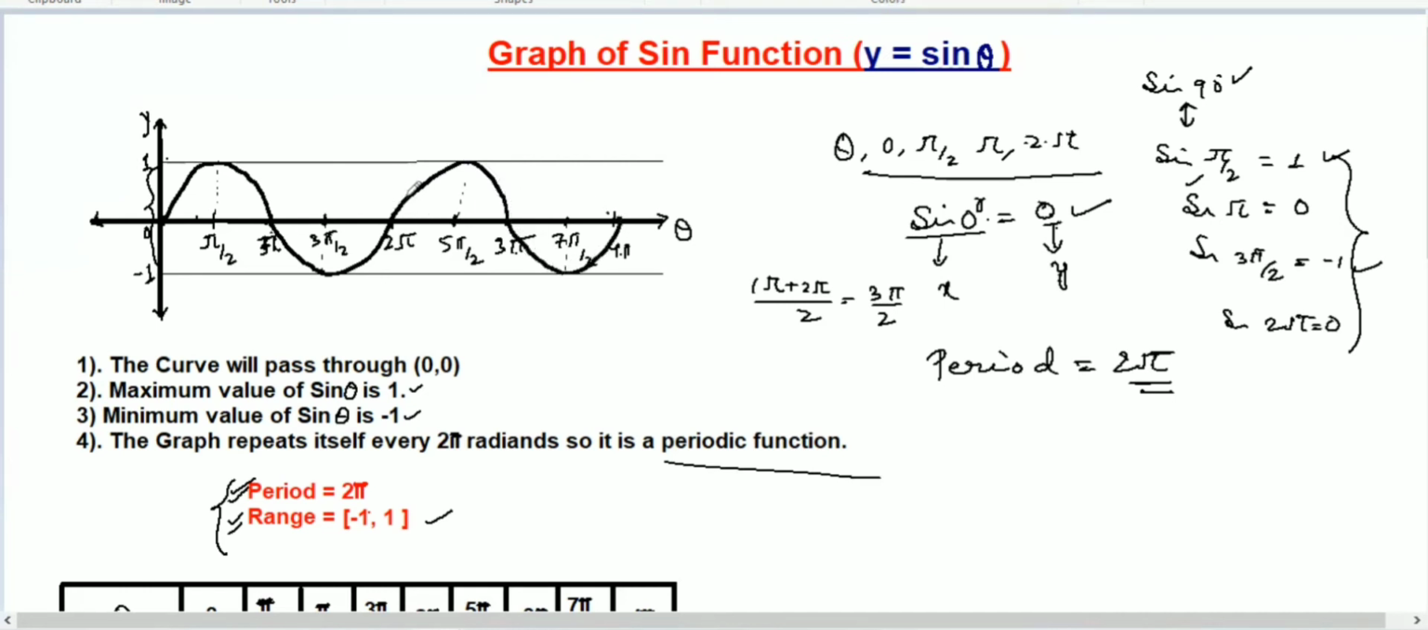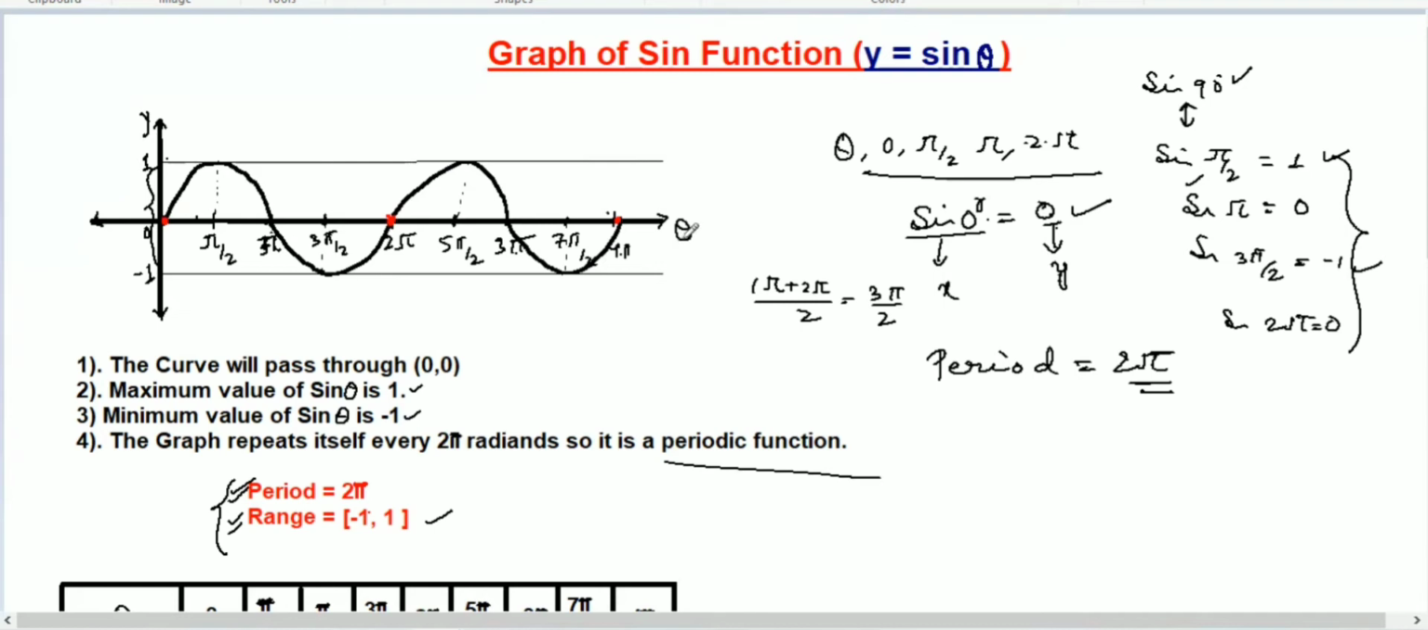And then, so you can see that the graph, and here to here, and after that it repeats itself and comes here, and this way the graph will go on. This way the graph will go on forever. So this way we can draw the sine graph.